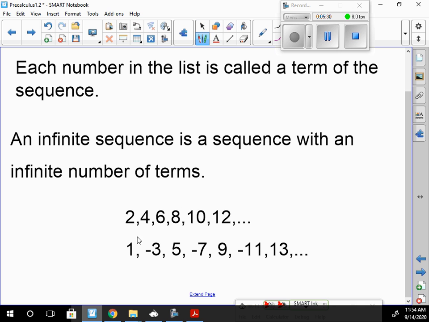This next one is also an infinite sequence, although we don't know exactly what's happening. We could look at this and try to figure it out. If I'm looking at the actual terms, they're going up by 2 each time. So I'm adding 2, but then if you look at it, it's a negative. So positive, negative, positive, negative, positive, negative, positive. Next one would be a negative, and it would be 15.